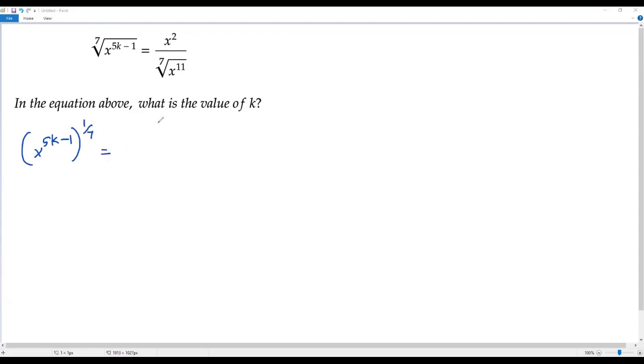And on the right side we have x squared in the numerator, and in the denominator, for this x to the power of 11, we have a 7th root. So we can write this 7th root as an exponent, and then I'm getting 1 over 7. Okay, now to get rid of the exponent 1 over 7 here and here, I have to raise both sides of this equation to the power of 7. So let me raise the left side to the power of 7, and the right side also to the power of 7.